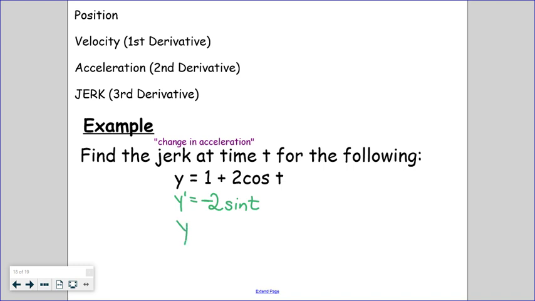Second derivative, again, my constant multiplier sitting out front. Derivative of sine is cosine. So that would be -2 cosine t. And our third derivative, yes, the -2 sits out front. The derivative of cosine, however, is negative sine t. So that negative becomes a positive. So we go back to +2 sine t.